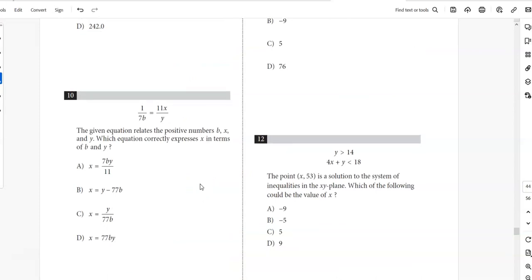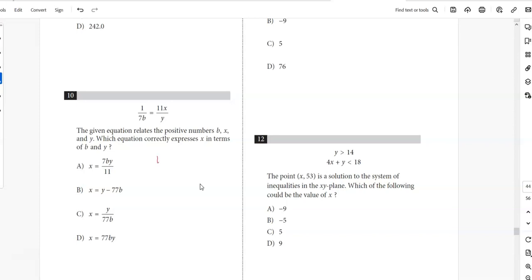This next one, given the equation, relates to positive numbers. Which of the following correctly expresses x in terms of b and y? Part of the reason they say positive, in case you're curious, is they don't want b or y to be 0, because that would make the whole thing undefined. So they're just restricting it to those kinds of values here.